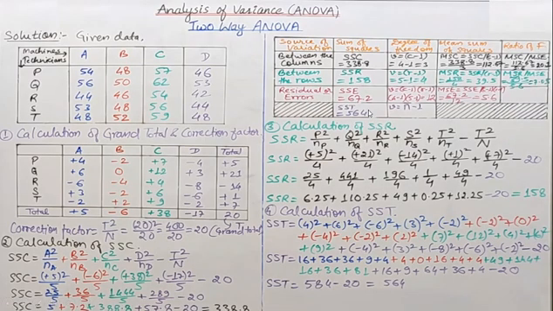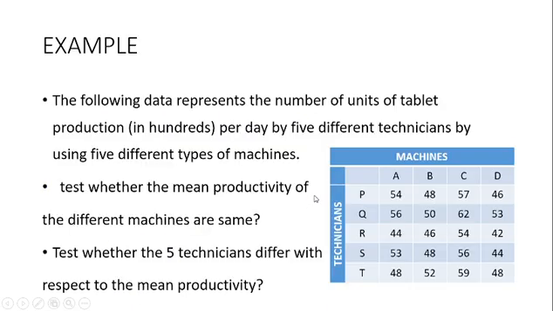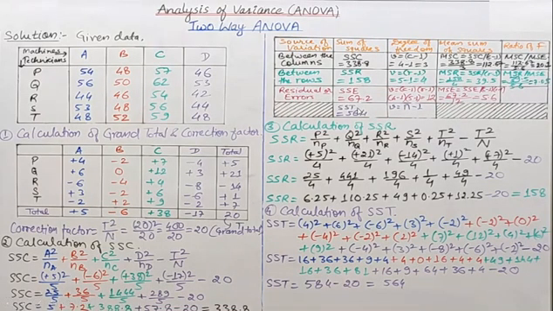Now we know that the value of SSC will be equal to SST minus bracket SSC plus SSR. As we know from the formula, SSE is equal to SST minus (SSC plus SSR). So we can easily find out the value of SSE, which is 67.2.